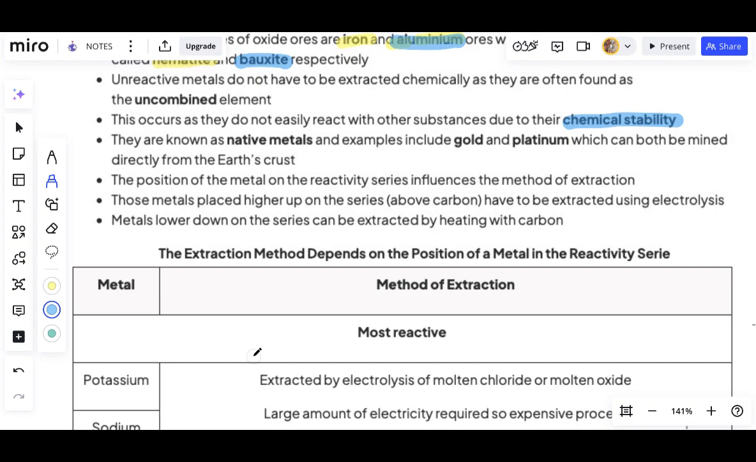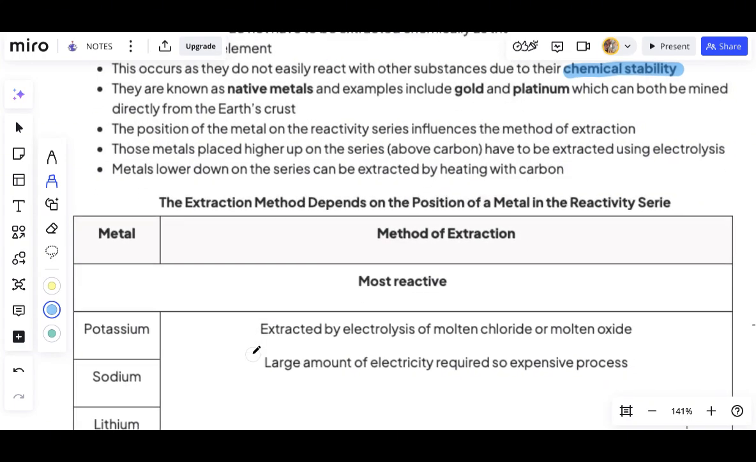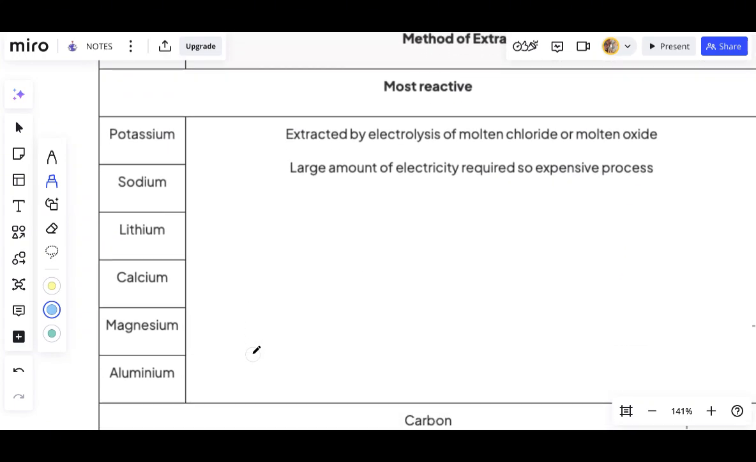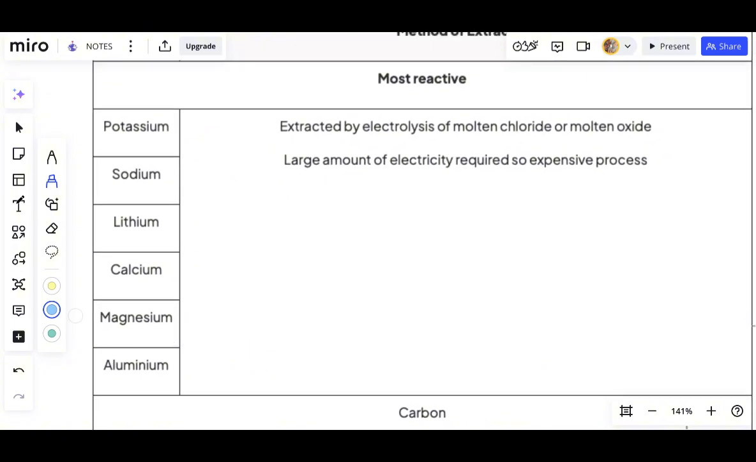Then the middle metals in the reactivity series, after the first 5, are extracted using the reduction method with carbon. Now let's take a look at the metals that require the electrolysis method. The first 5: 1, 2, 3, 4, 5.